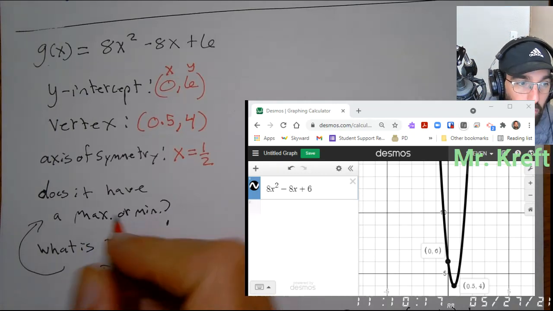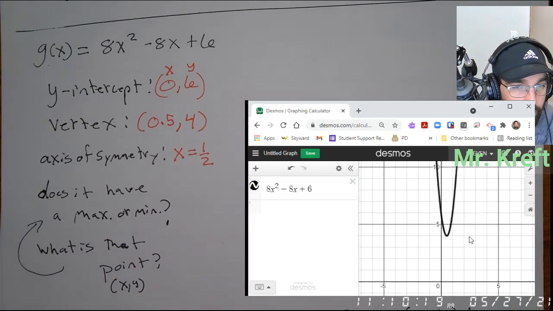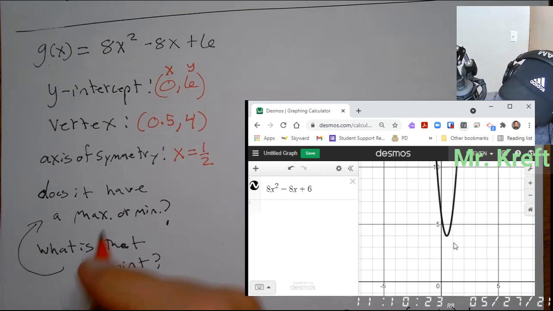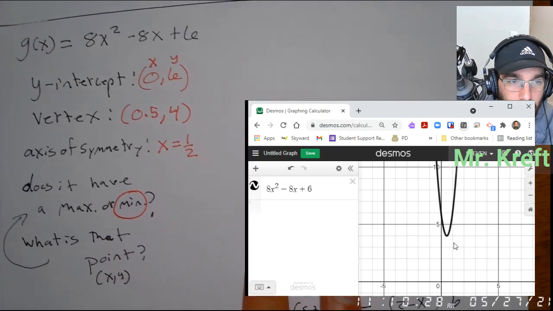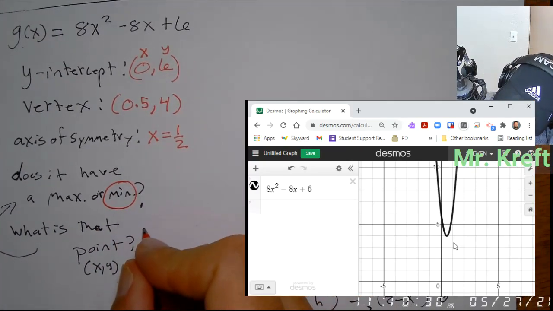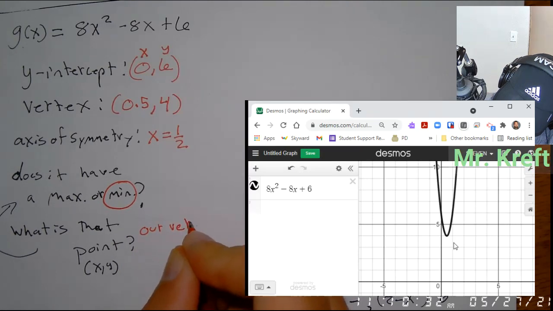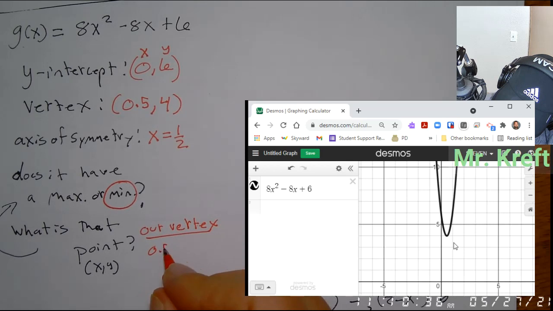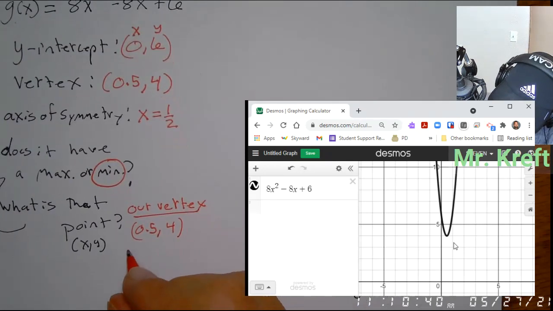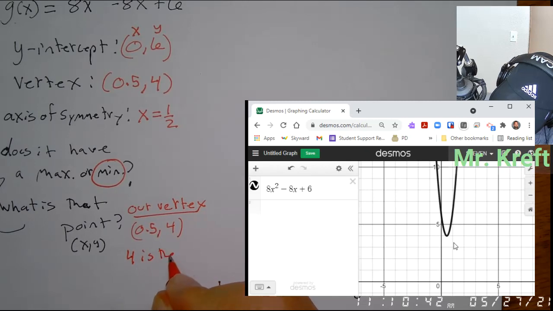Does it have a maximum or a minimum? If I look at this graph, it looks like it goes up forever, but it can't go lower than this. So we're going to say it has a minimum, and the point of that minimum is our vertex, 0.5, 4. That means 4 is the lowest value.